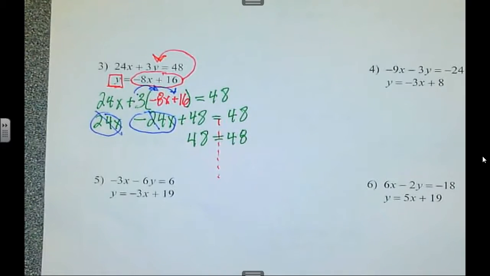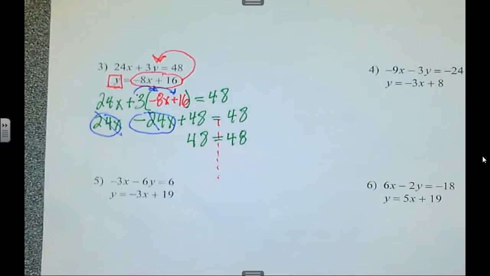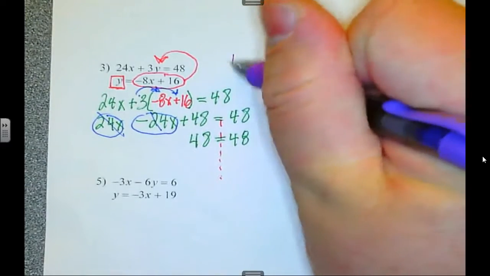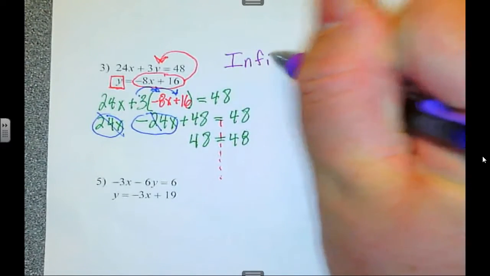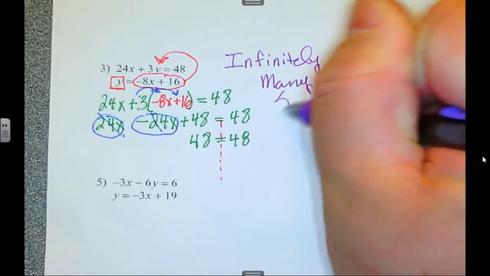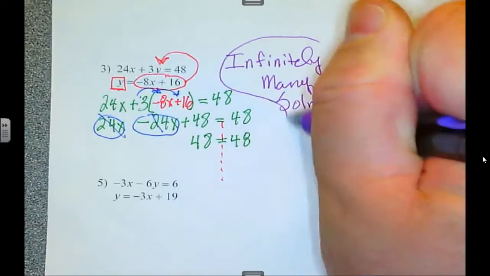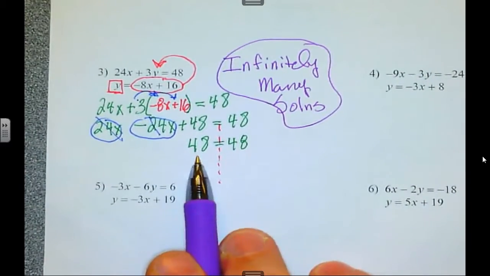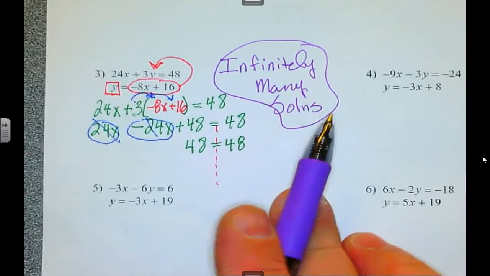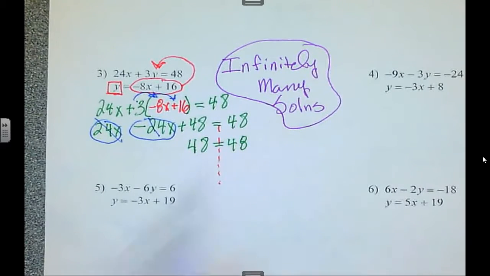So which one of these scenarios do you think I have? Remember, I've got the infinitely many, right? This is going to be the same line. So my solution here is infinitely many solutions. Whenever I get a number equals a number, and it's the same number, a true statement, algebraically, it's going to be infinitely many solutions. So we put all real numbers?